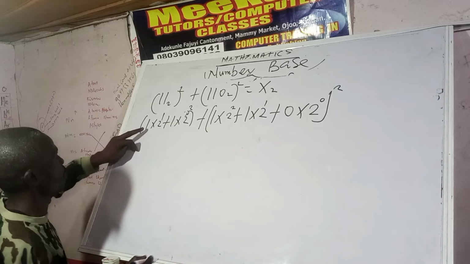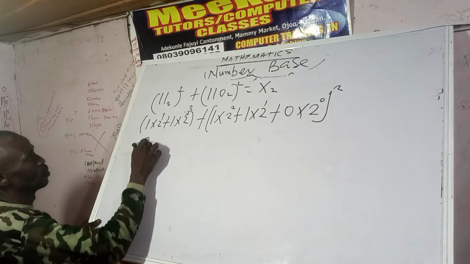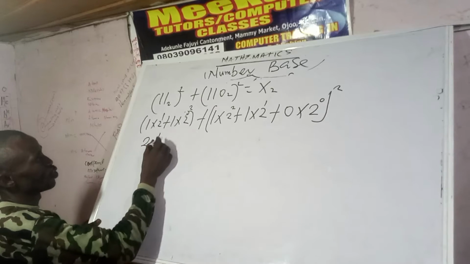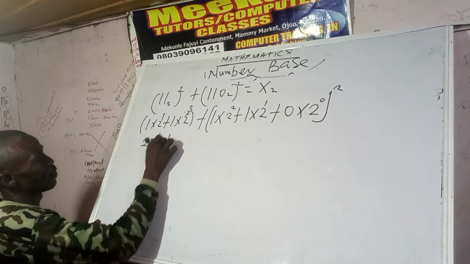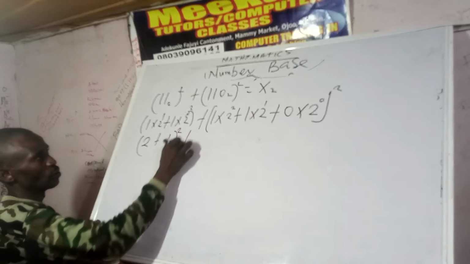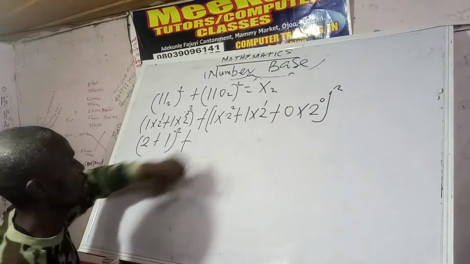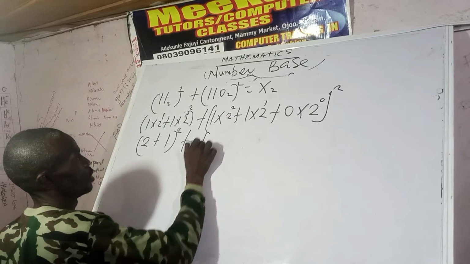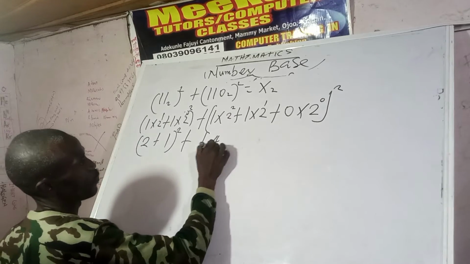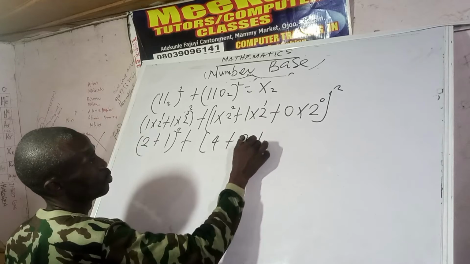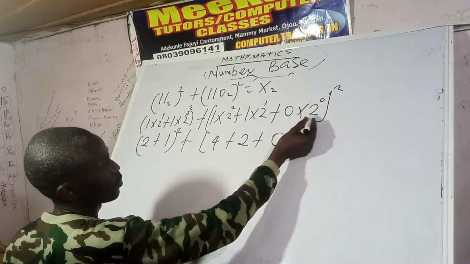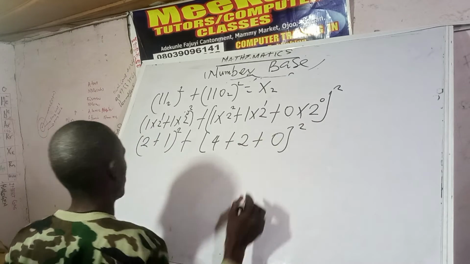So this one becomes 1 times 2, you have 2, plus anything to the power of 0 is 1, 1 times 1. What do you have? 1 raised to the power of 2 plus this one becomes 2 raised to the power of 2. What do you have here? 2 raised to the power of 2, you have 4, plus 2, plus 0 times 1, you have 0. Remember, raised to the power of 2.